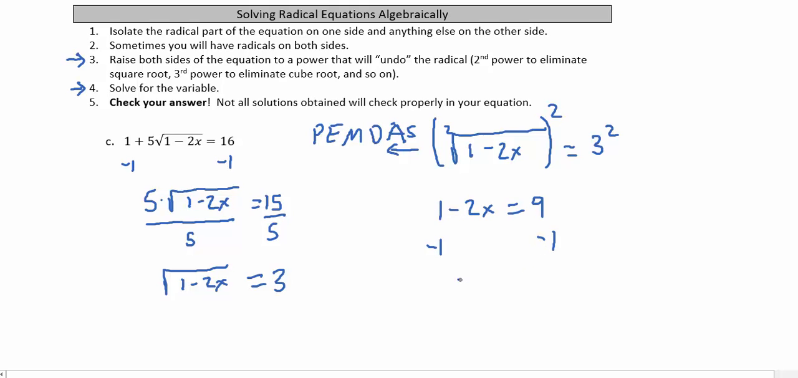1 minus 1 is 0, leaving me with negative 2x on the left-hand side. And 9 minus 1 is 8 on the right-hand side. Finally, I do my division. The negative 2 is being multiplied, so I will divide both sides by negative 2. Negative 2 divided by negative 2 is 1, so I have 1 times x on the left-hand side, which is just x. And 8 divided by negative 2 is negative 4.